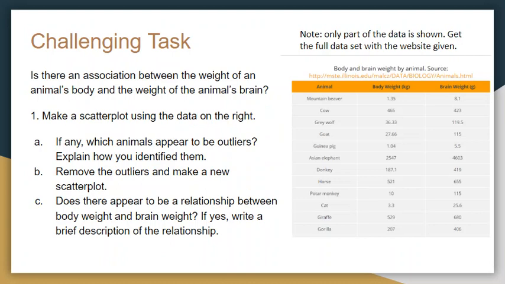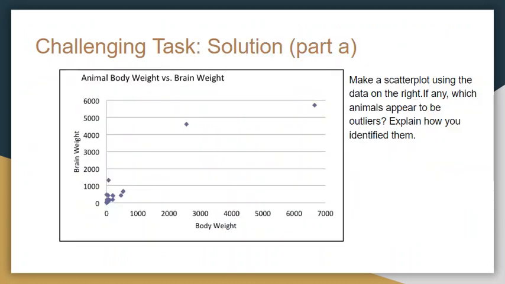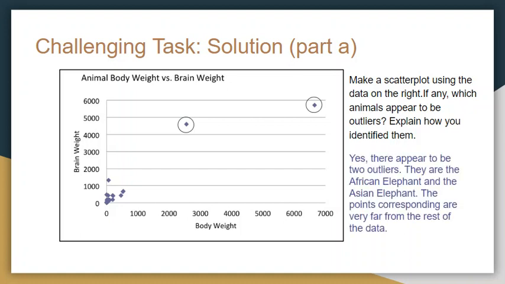Now here's a more challenging task. Pause the video again to answer these questions. To make the plot, you will use a graphing program like Excel and the data given. The scatter plot should look like this. Now we can see there are a couple points further away from the rest. So yes, there appear to be two outliers, being the African and Asian elephants.